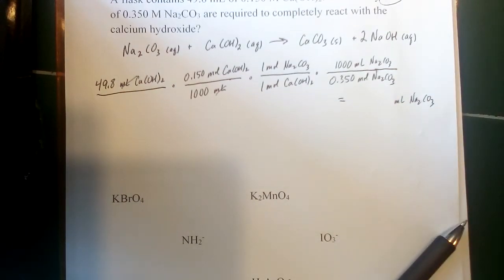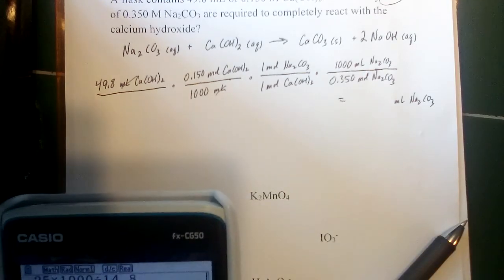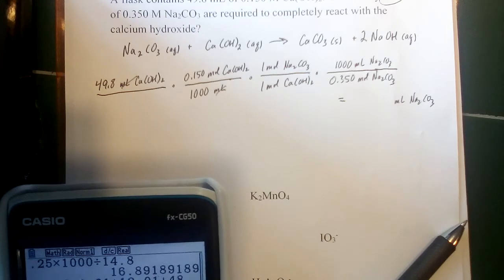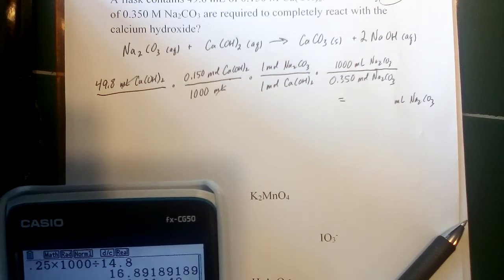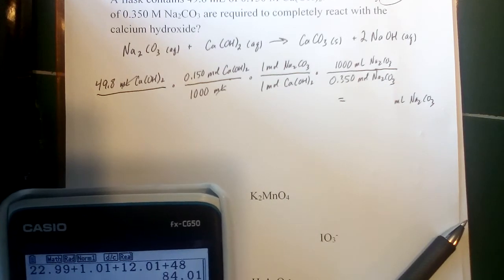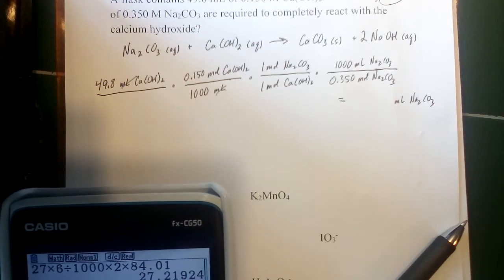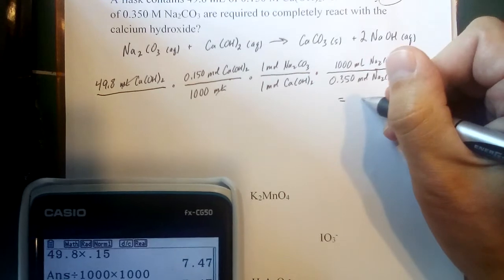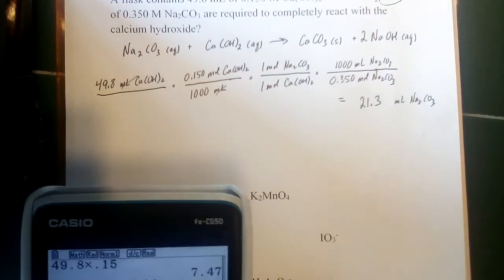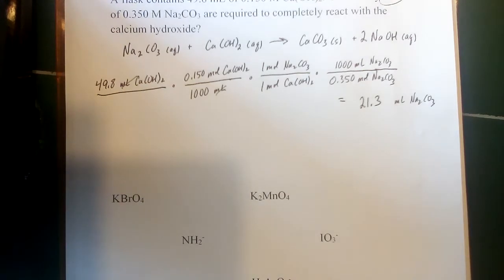And now we can solve this problem. So 49.8 times 0.15 divided by 1,000, well, times 1,000. I should have looked at that ahead of time. We didn't need to put both of those in, divided by 0.35. Okay, that comes out to be, it looks like 3 significant figures for the problem, 21.3 milliliters.